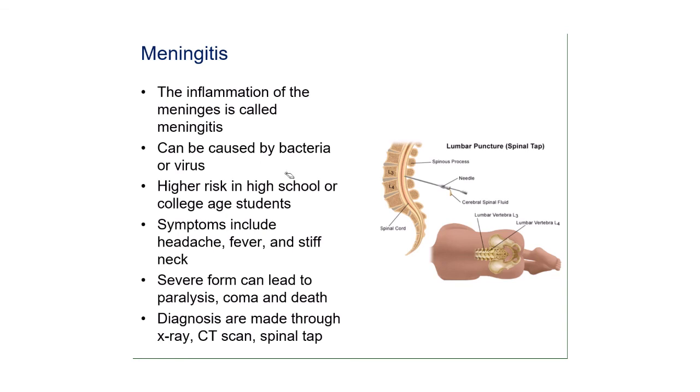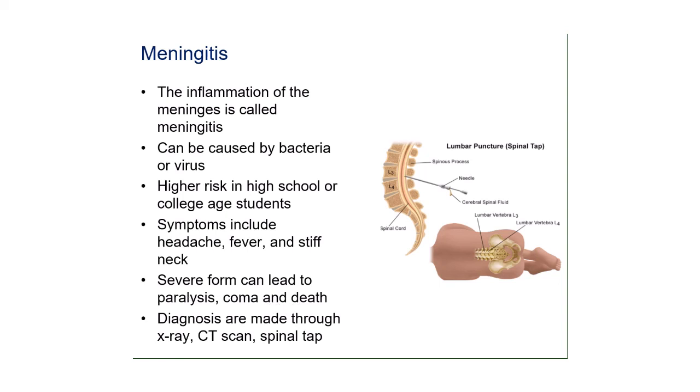It turns out high school and college age students are at high risk of getting meningitis. You can get vaccinated against it, but there are different strains of meningitis, so you will have to get different shots to be protected from all of them, and OHIP only covers a few of those shots. If you want to get the maximum protection, then you might have to pay out of your own pocket. The symptoms of meningitis include headaches, fevers, and a stiff neck. And if not treated quickly, a severe form of meningitis can lead to paralysis, coma, or even death.